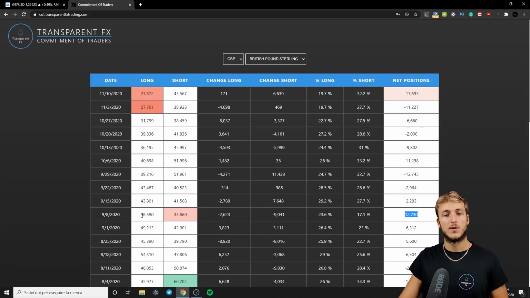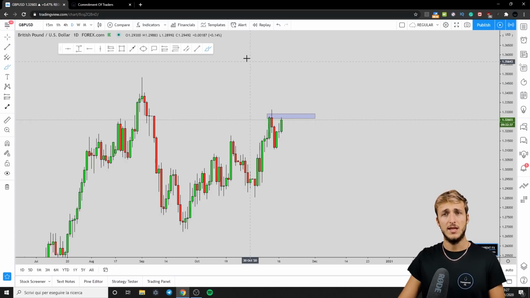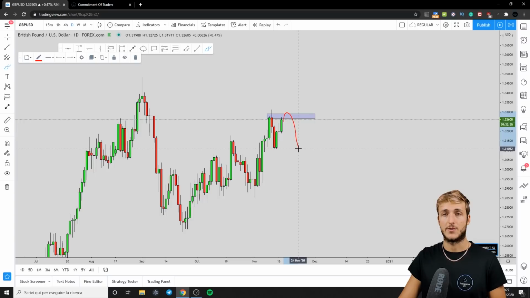So from having 46.5k longs and 33.8k shorts to now having only 27.8k longs and 45.5k shorts, with a 19.7% long exposure and 32.2% short exposure, with 6.6k shorts added with the last report alone. So what we're having is massive shorting from an institutional perspective on GBPUSD. So what we can expect is very soon for the market to give us a rejection to the downside.